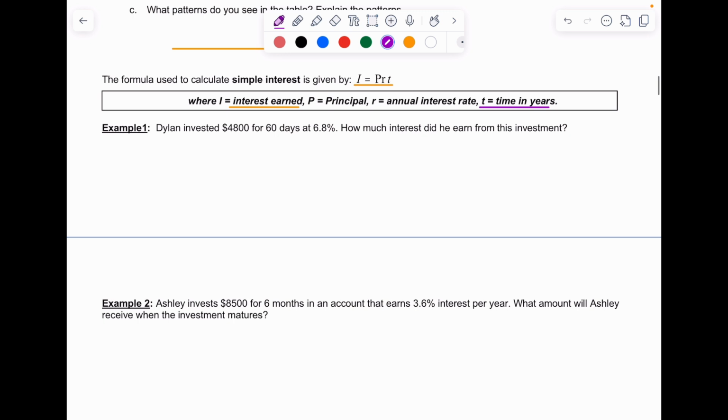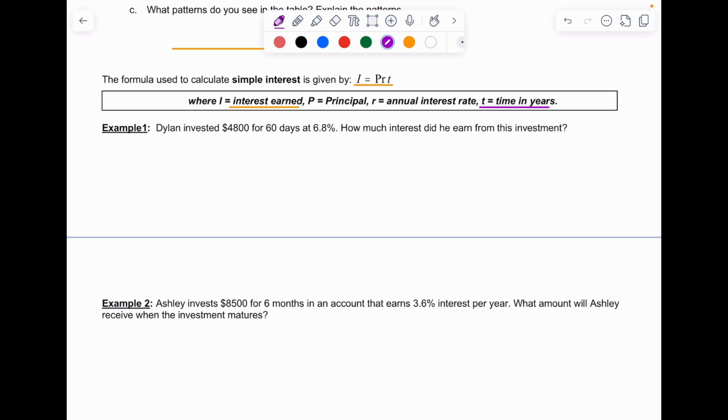So reading this problem, or any of these examples that we're going to do here, it's really just read them and identify what piece of information is being given, like any word problem, and what variable is being defined in the word problem. So Dylan invested $4,800 for 60 days at 6.8%. How much interest did he earn from this investment?